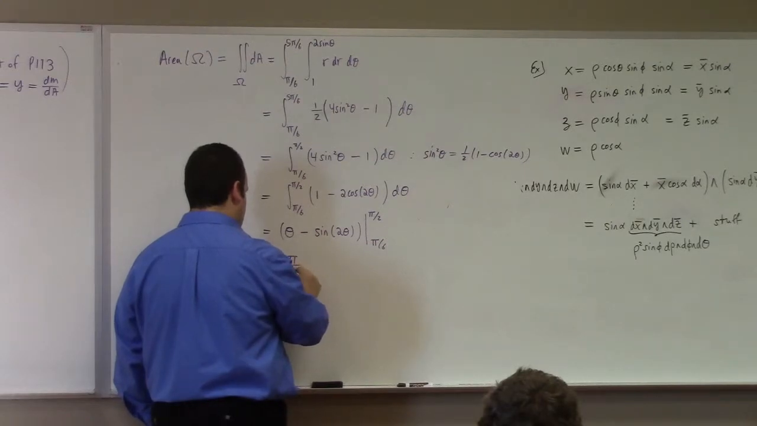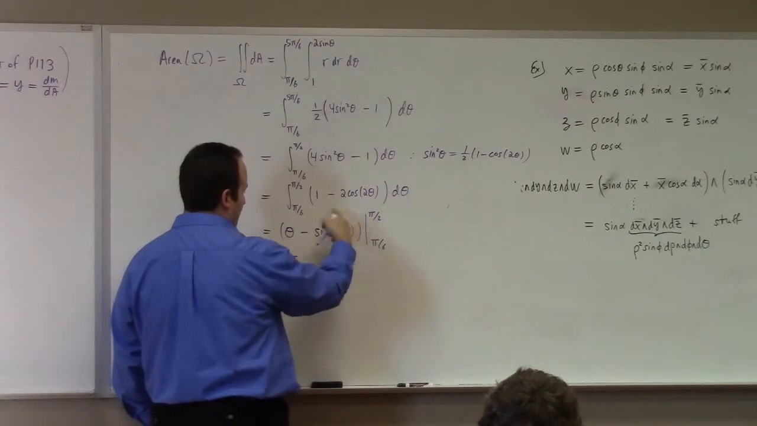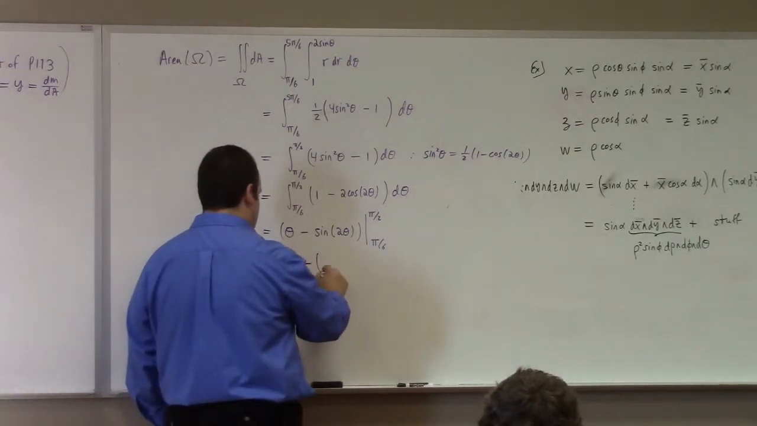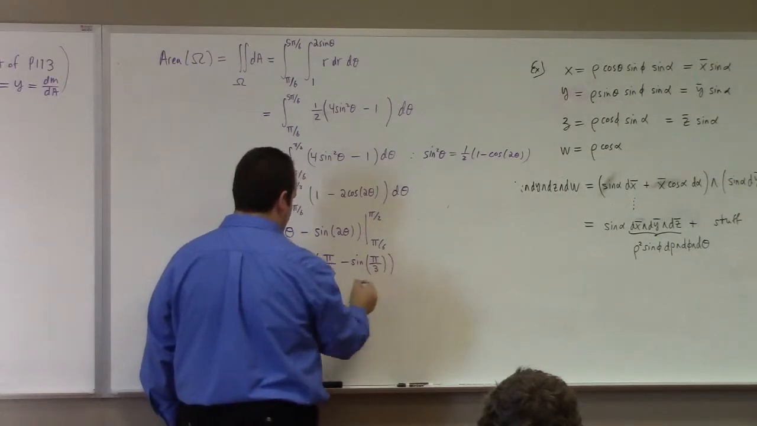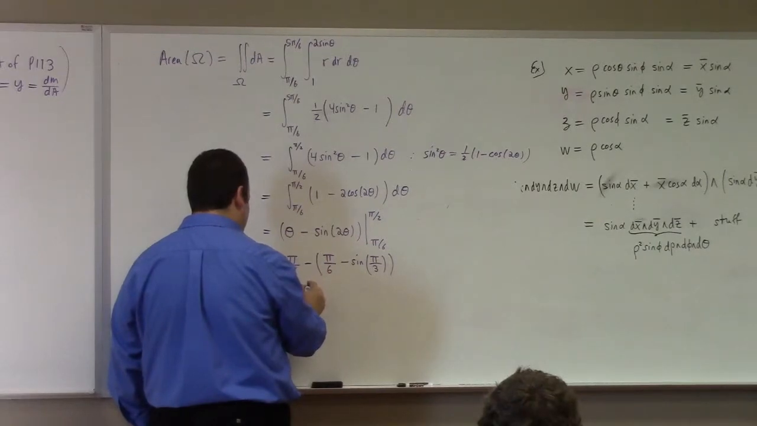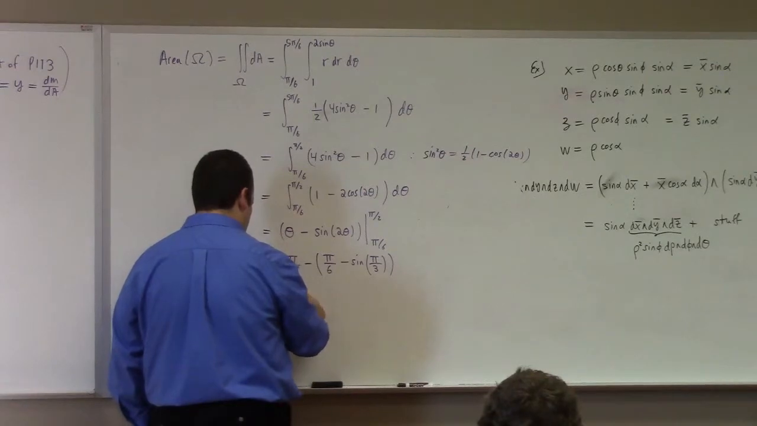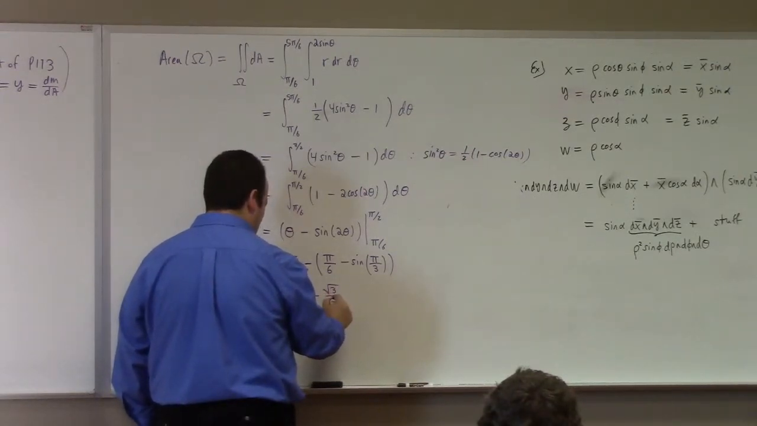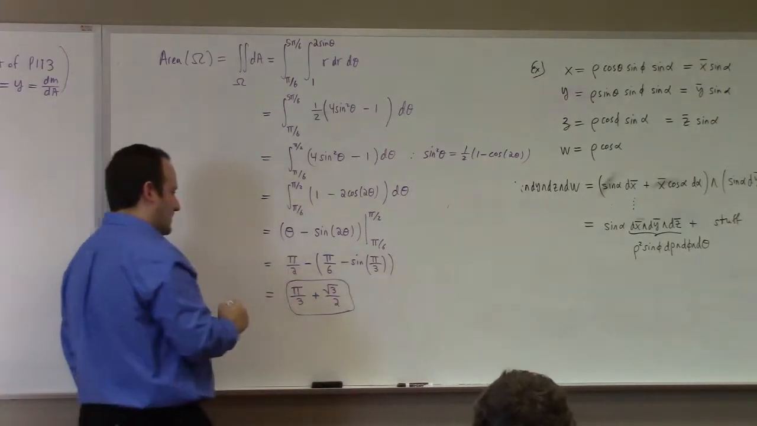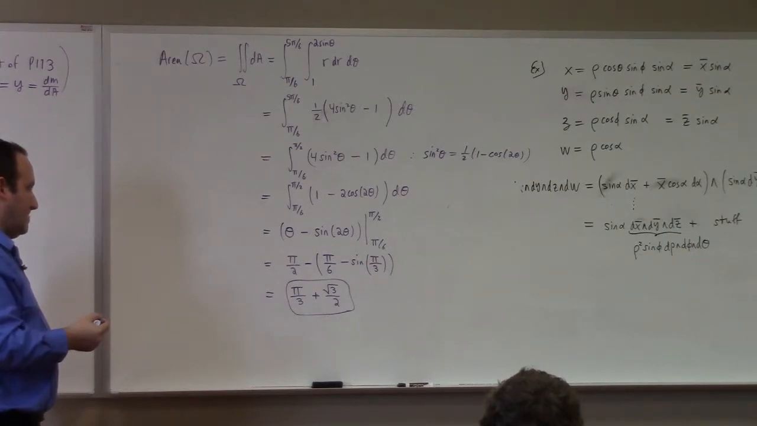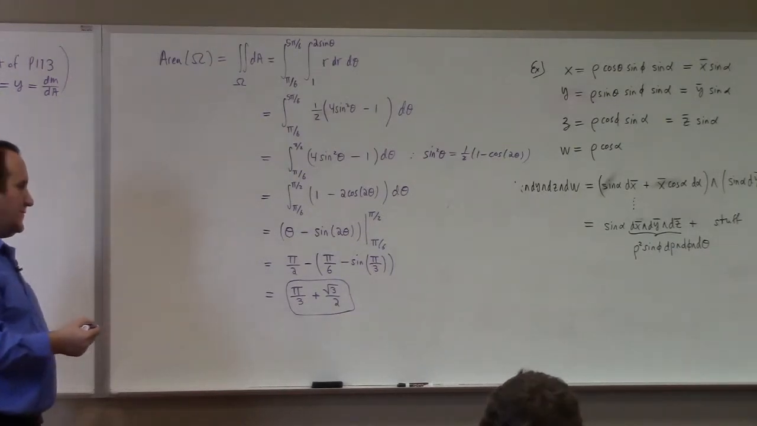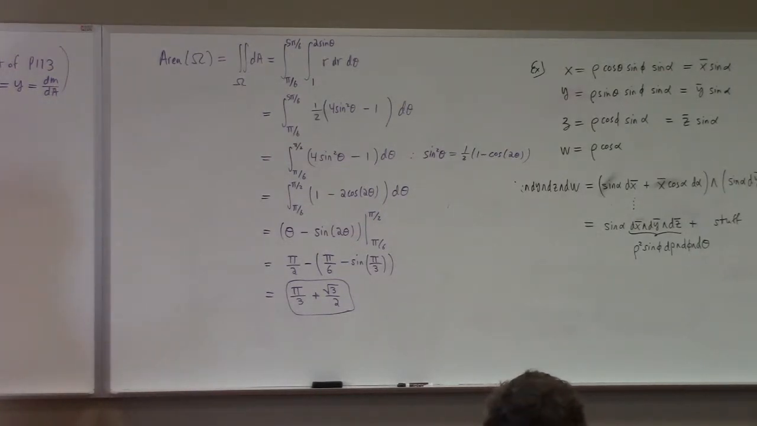So that gives me pi over 2. Now sine of pi over 2 gives me sine of pi, so that is 0 at the upper bound. And then I have minus parentheses pi over 6 minus the sine of pi over 3, right? So 1/2 minus 1/6 is 1/3. I've got pi over 3 plus the square root of 3 over 2. Now that's not the answer, right? That's just the area. That's effectively the mass here, quote unquote.